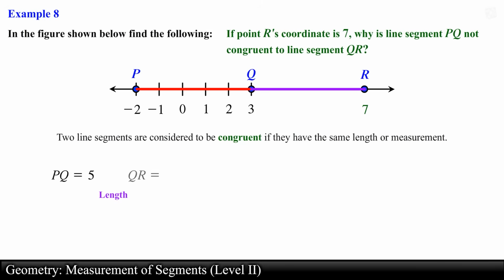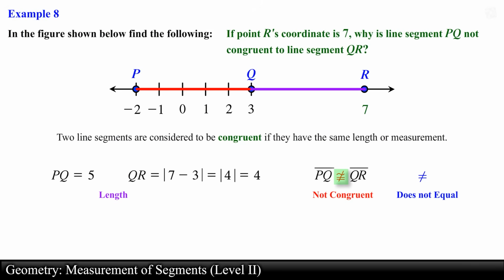Let's go ahead and find the length of line segment QR by using the coordinates of the endpoints. Finding the length and simplifying, we obtain 4 for the length of segment QR. Since the lengths of both line segments are not the same, we can conclude that segment PQ is not congruent to segment QR. We can denote this symbolically by using the congruent symbol with the slash going across it. This is similar to the does not equal symbol introduced in your beginning algebra course.